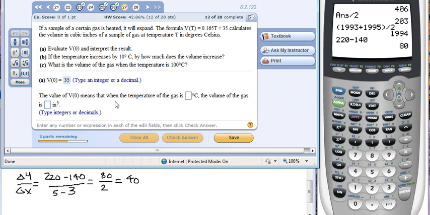And then we're going to interpret. The value of V of 0 means that when the temperature of the gas is, okay, remember we said that this was the temperature and this was the volume. We have to remember what side we're on. We put in a 0 in here. So when the temperature is 0, the volume is 35 cubic inches. Okay?